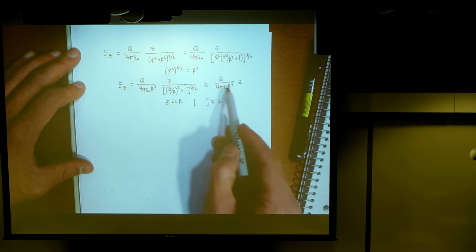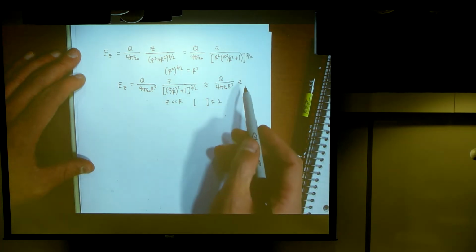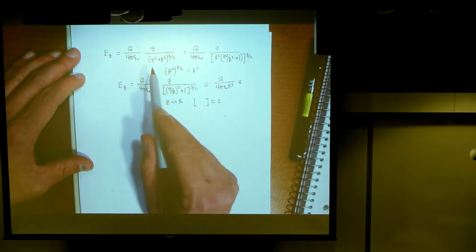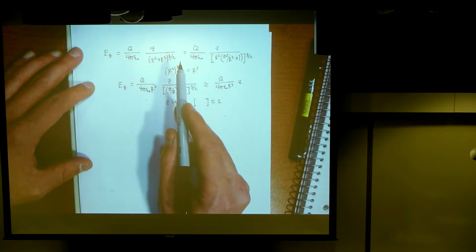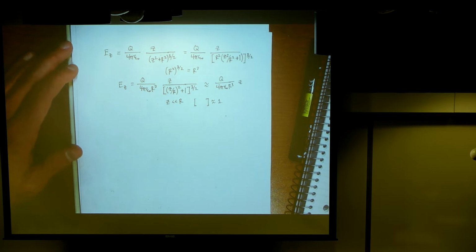It's just some constant times z. That's a much simpler thing to deal with than what we started with. I think you'd agree, right? So that's why we did this approximation. So with that in mind, let's see where we can go once we've established the approximation, okay? So any questions so far?